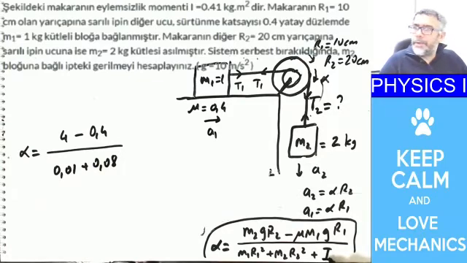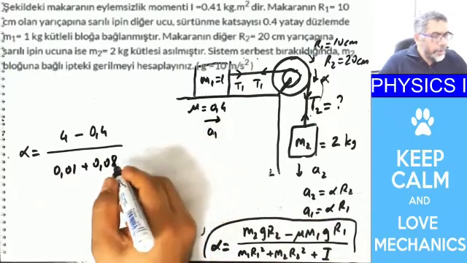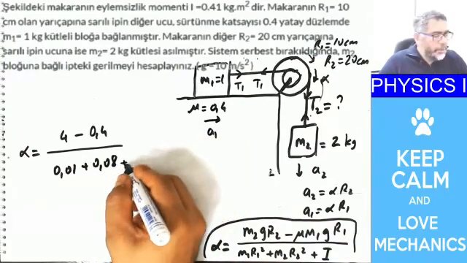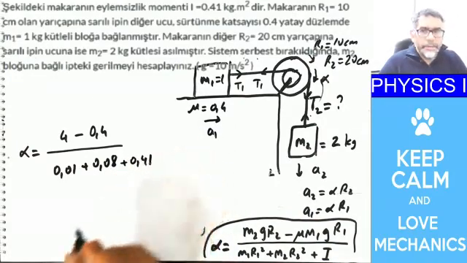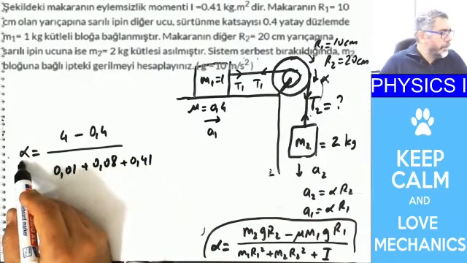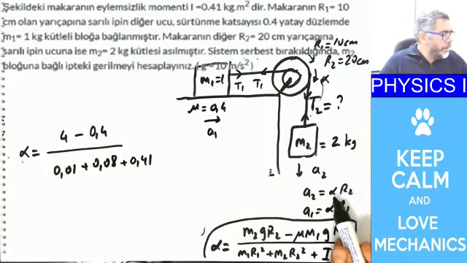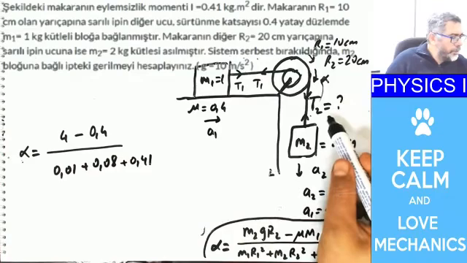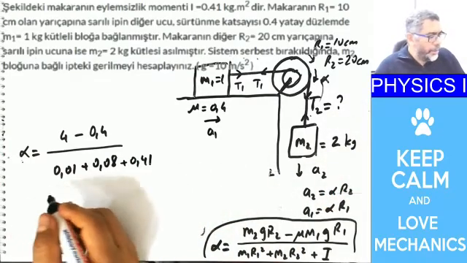And the moment of inertia given in the problem is 0.41, plus 0.41. And this will give you the value of alpha. Once you know alpha, you can calculate A1 and A2. But the problem over here is T2, right? How can I calculate T2?